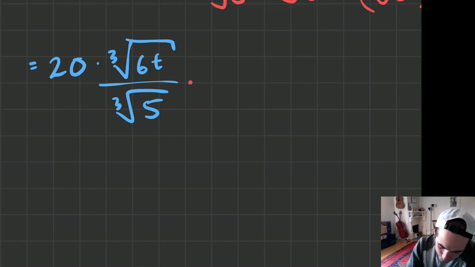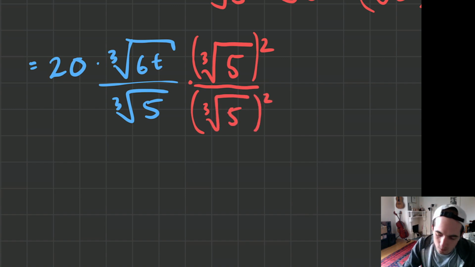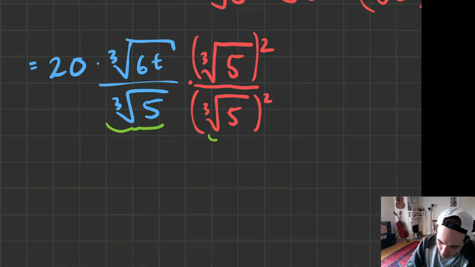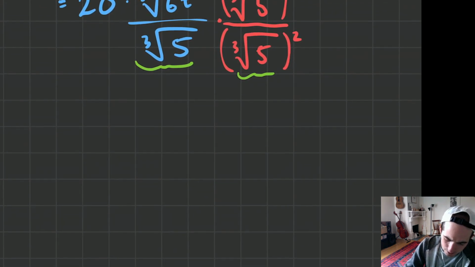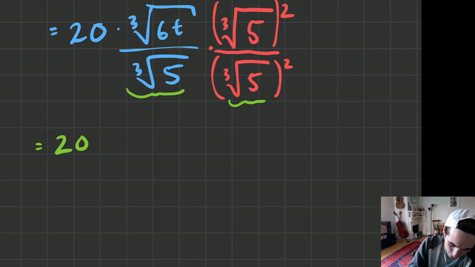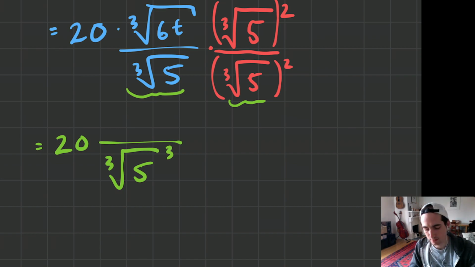I'm going to multiply the numerator and the denominator. I have to multiply them by the same thing. So I'm going to multiply it by the cube root of 5 squared over the cube root of 5 squared. Okay? And then when I do that, in my denominator, I've got the cube root of 5 times the cube root of 5 squared. So in total, the denominator is going to look like, well, let me write everything else out first. I've got the cube root of 5 cubed, right?